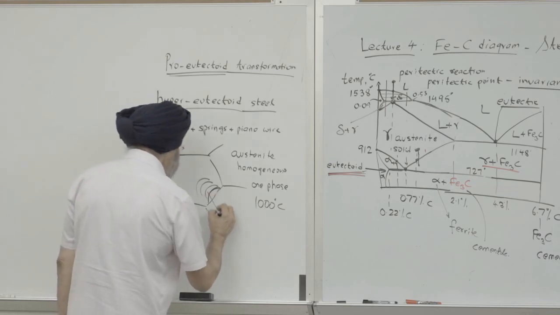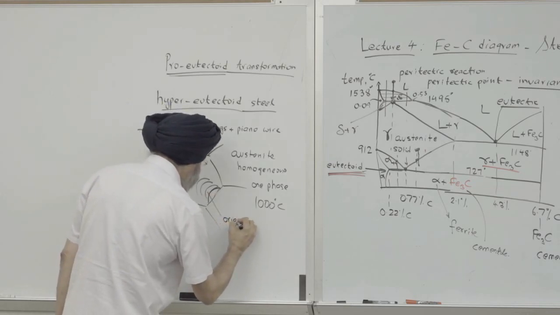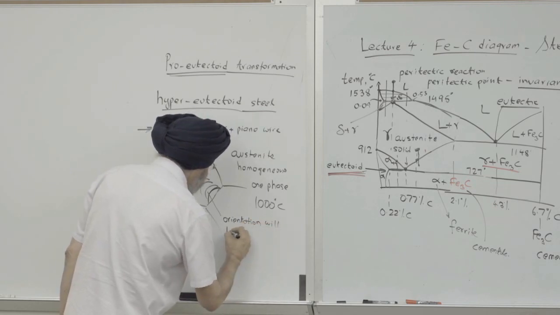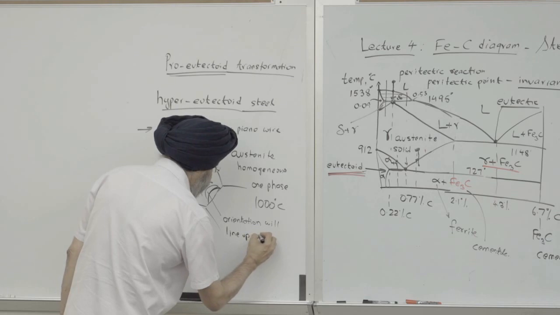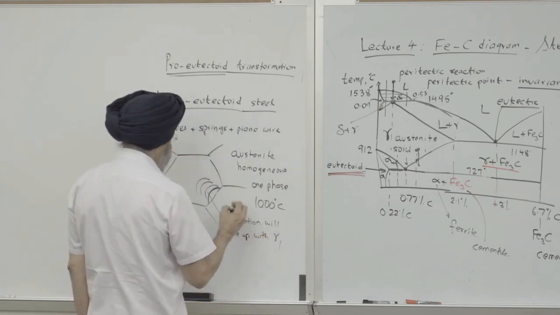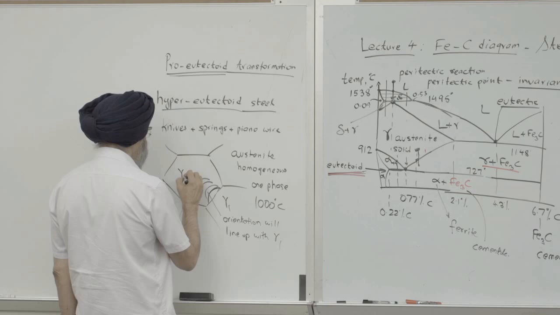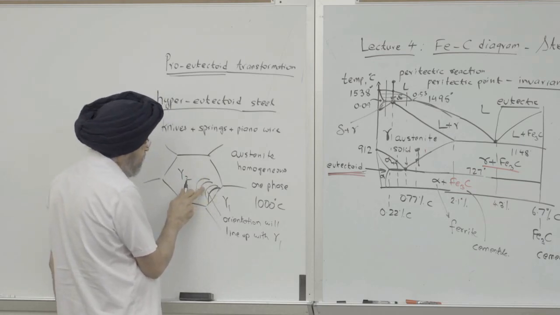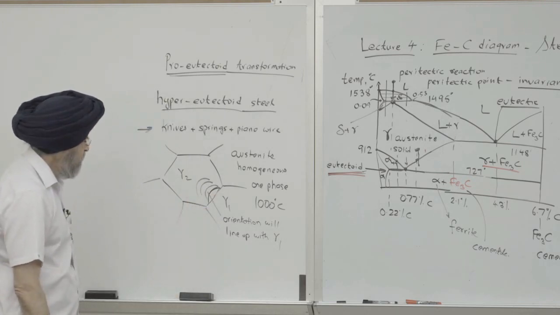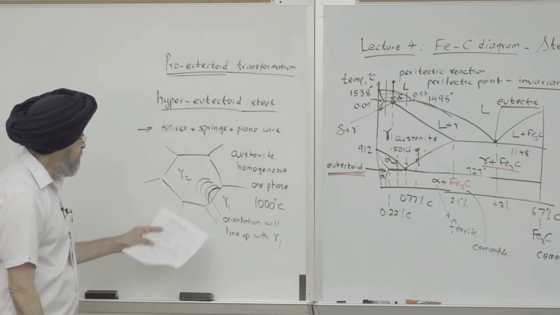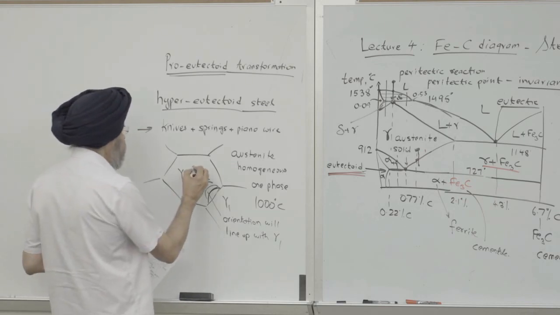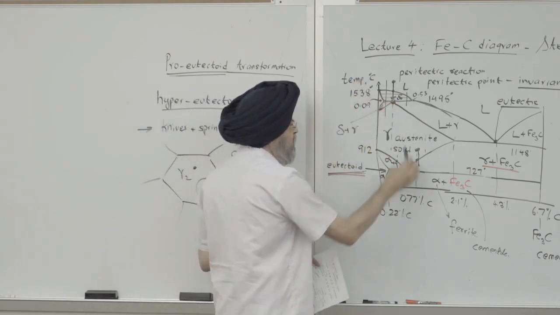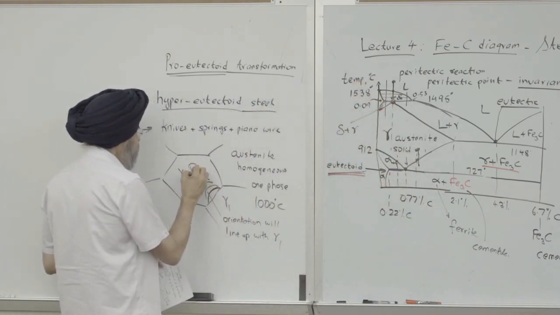And again, its orientation, crystal structure, will line up with gamma 1 grain. This is gamma 1, this is gamma 2. It'll grow into gamma 2, but its orientation relationship will be with gamma 1. So that's how cementite grows. Now suppose you had a residue of cementite over here, because instead of coming down this way, you went up that way, then cementite can also grow this way.